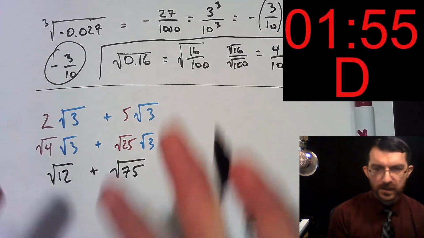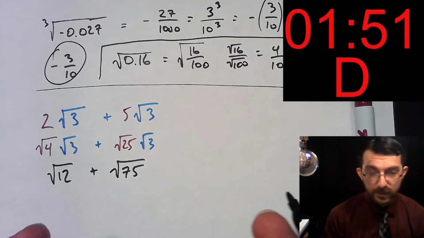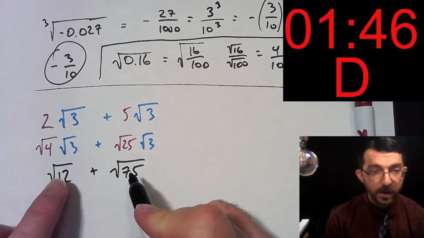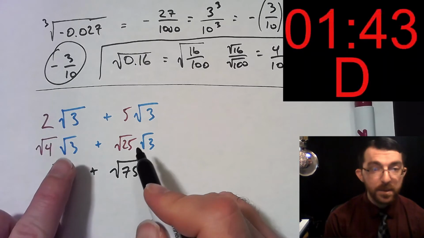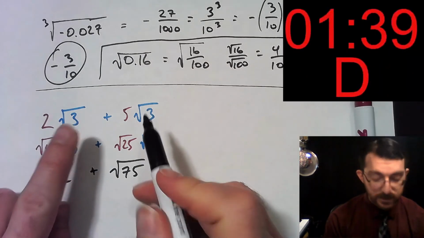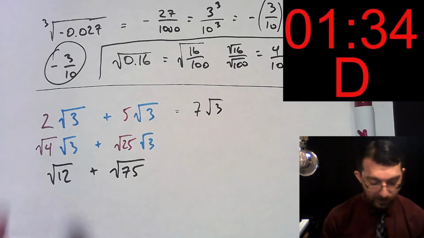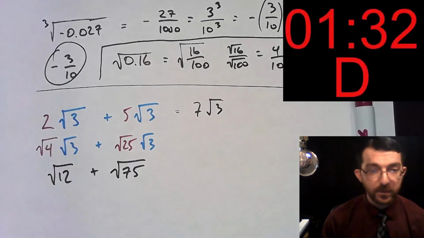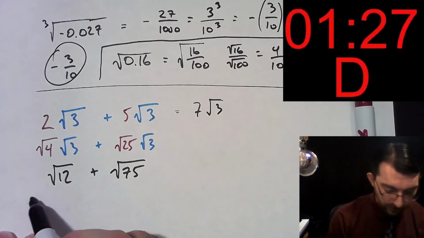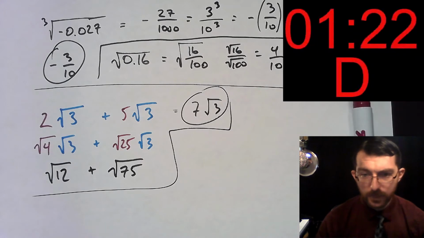How am I supposed to add, is it the square root of 12 plus 75, like the square root of 87? No, it's not going to be like that. What you've got to look for is that these have a common factor, namely the square root of 3. And if you can change that into this, you've got yourself 7 times the square root of 3, right? 2 of the square root of 3 plus 5 of the square root of 3 is 7 times the square root of 3. That's how you solve a problem like that. Okay.